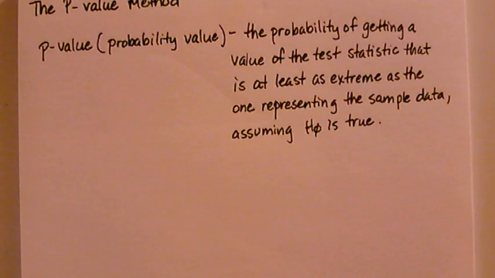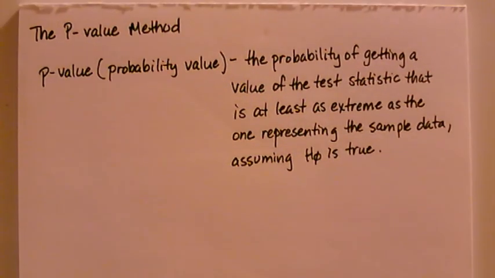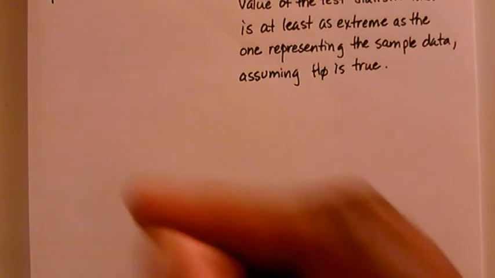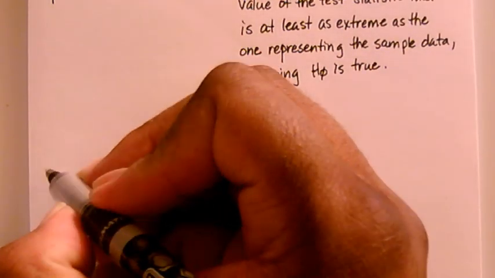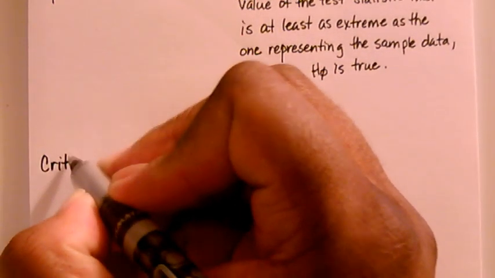Okay, now let's go back to our p-value method, which was the probability of getting the value of the test statistic that is at least as extreme as the one representing the sample data, assuming that your null hypothesis is true. And that was one method of interpreting that test statistic. The other method is the critical value method, sometimes called the traditional method.